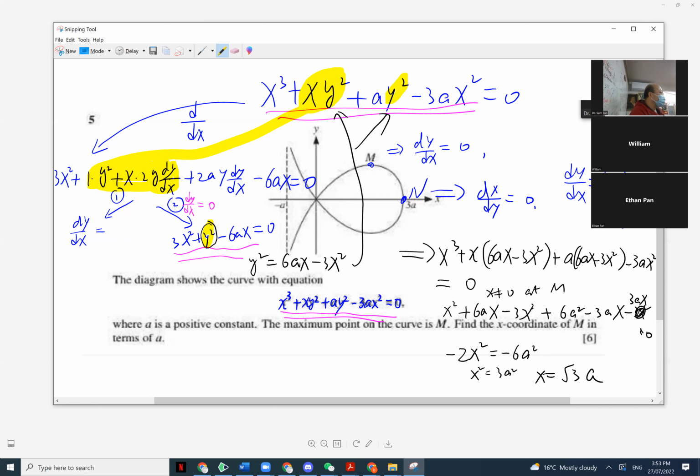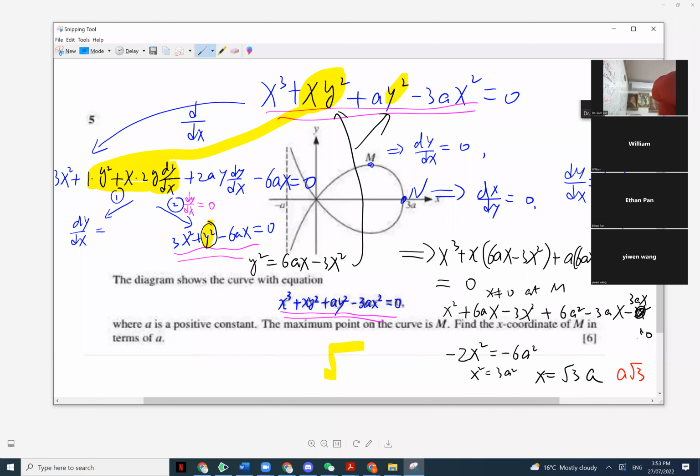Answer okay now? Yeah. Oh no, your answer is not right. Yeah, because a is outside. Not root 3. Okay, we better write it this way. A root 3, not root 3. A is not inside. A is outside. Okay.